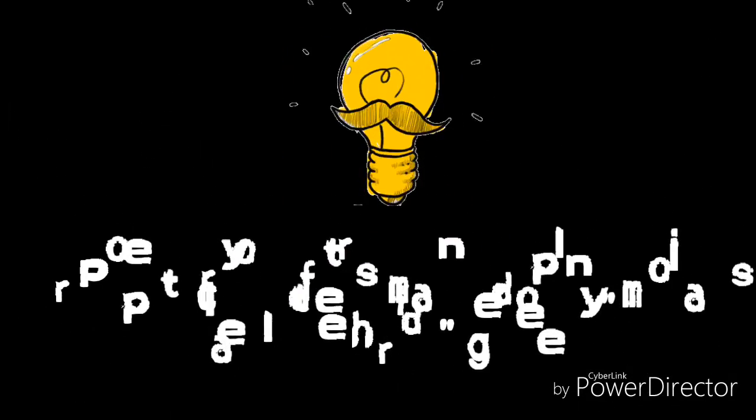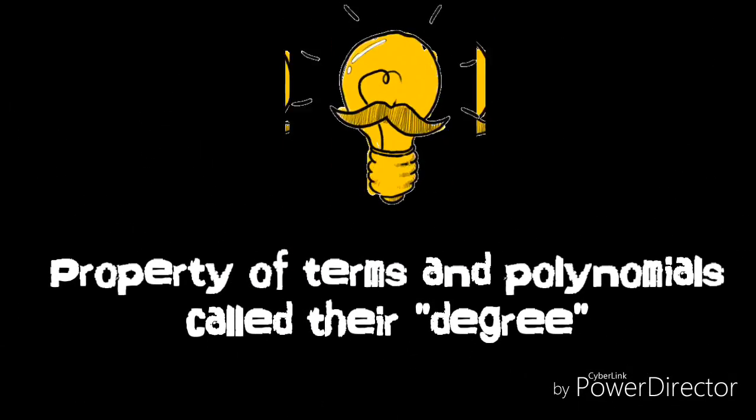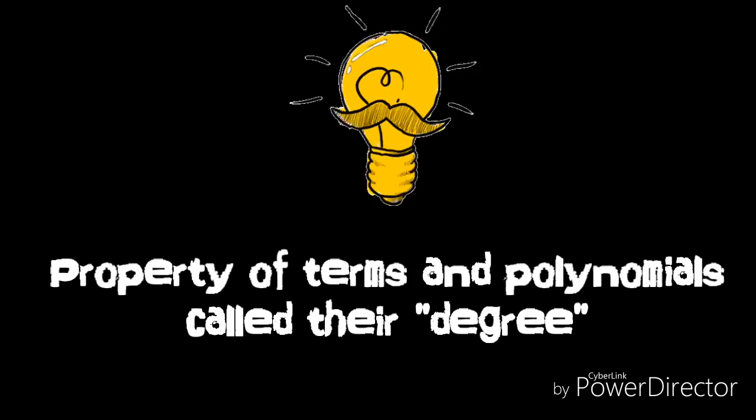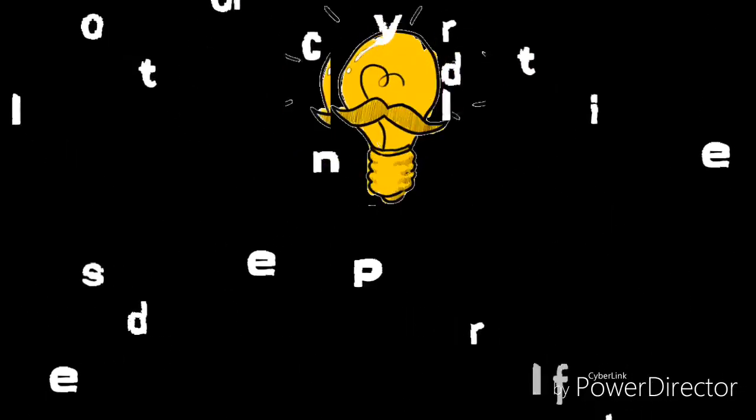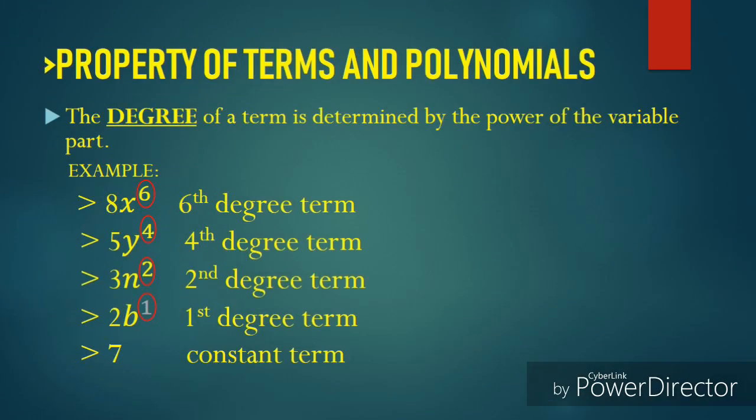Okay, so now that you know what polynomial is, pag-usapan naman natin ngayon ang important property of terms in polynomial called their degree. The degree of a term is determined by the power of the variable part. For example, 8x raised to 6. Since the power of the variable is 6, we say the degree of the term is 6, or pwede rin natin siyang tawaging 6th-degree term.